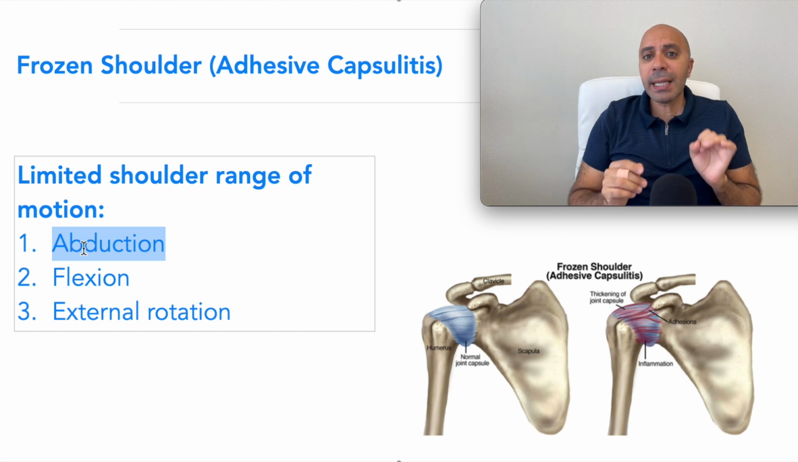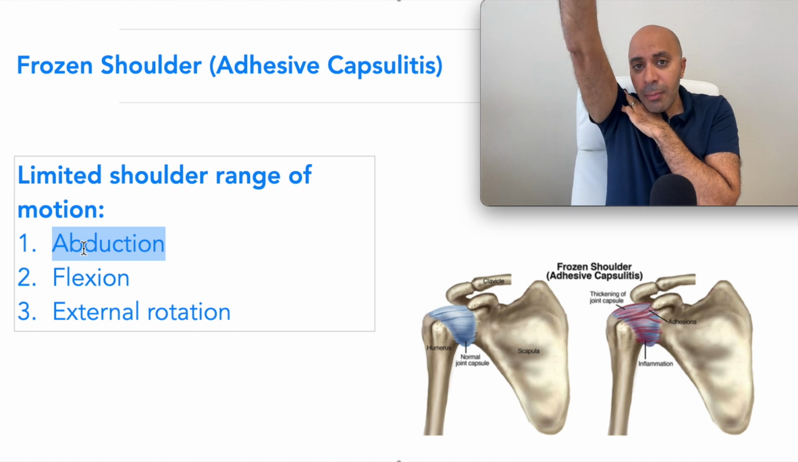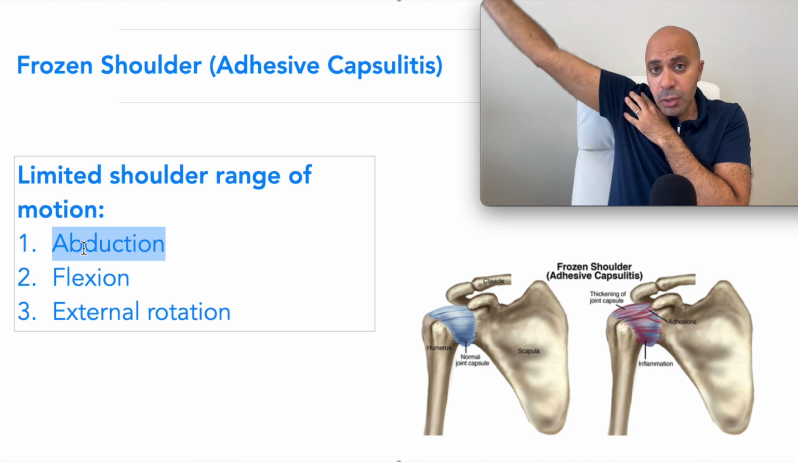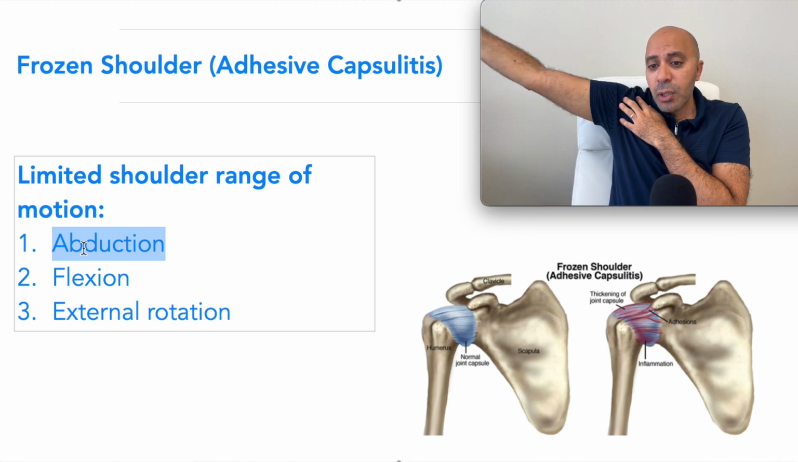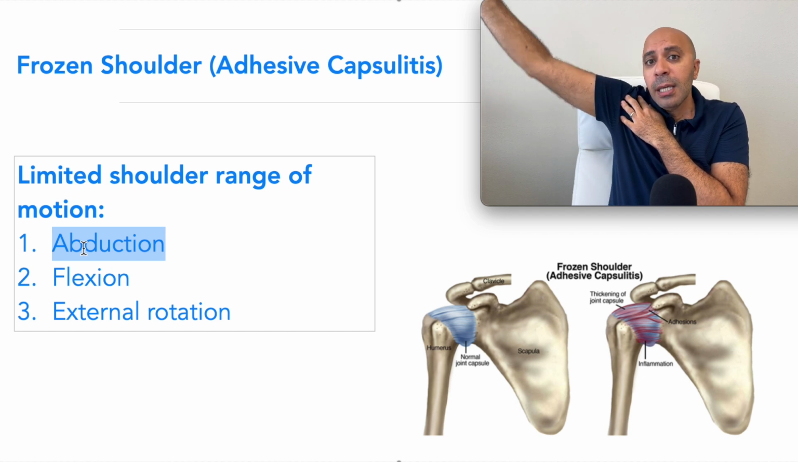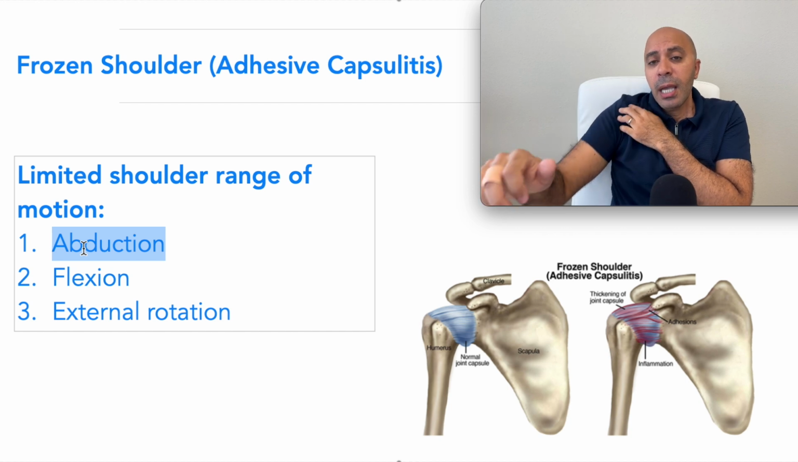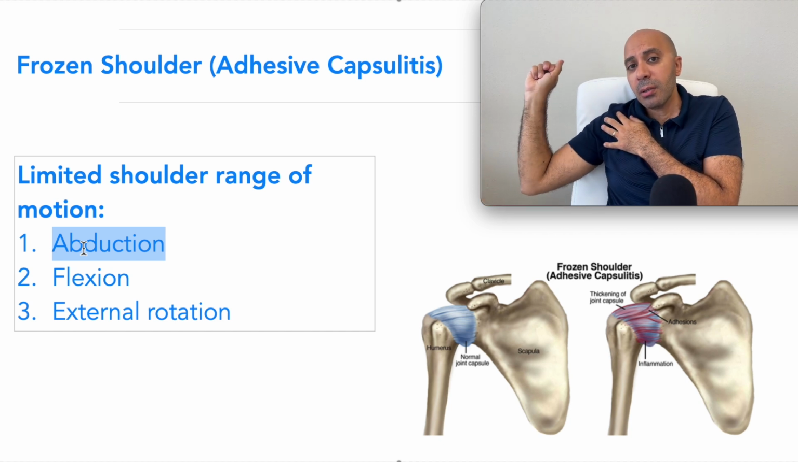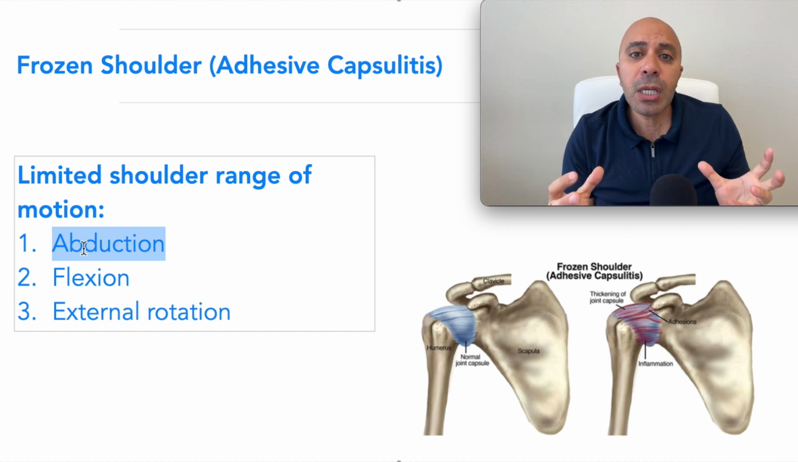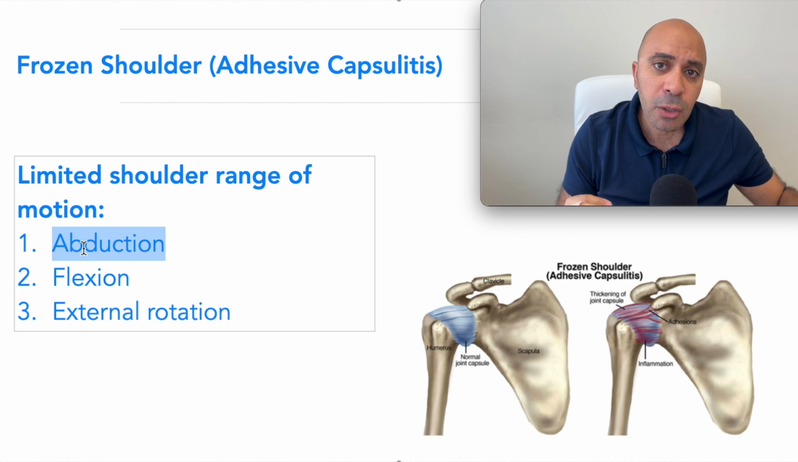This is very classic for frozen shoulder: you start to have limited range of motion for abduction. You will not be able to go up as far as you can in this direction. Then you will not be able to go as far as you can in this direction, and you have limitation in external rotation. The combination of those 3 limitations helps us to diagnose frozen shoulder.